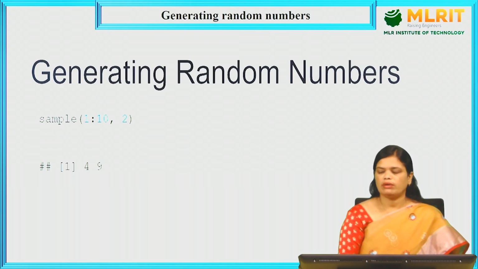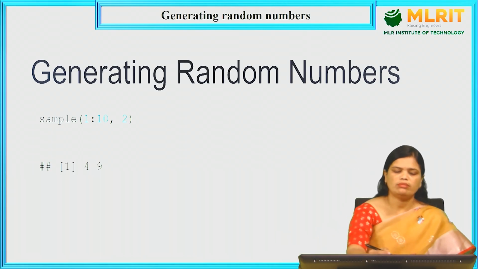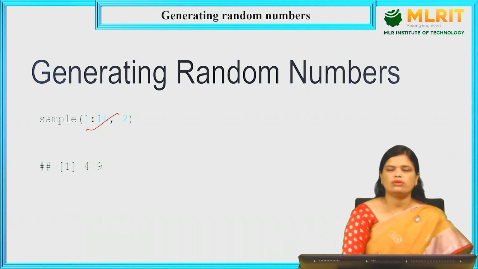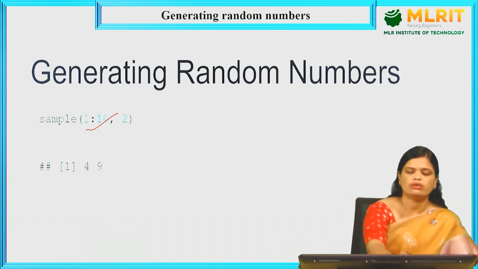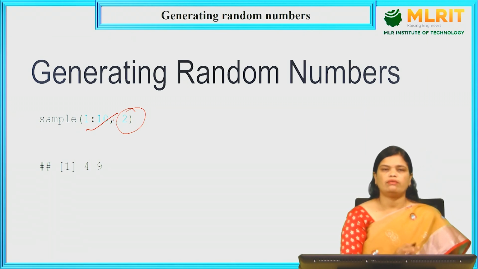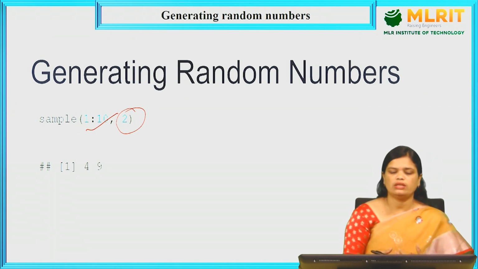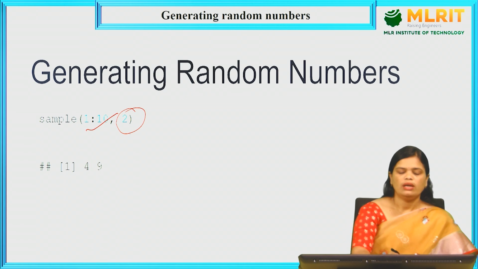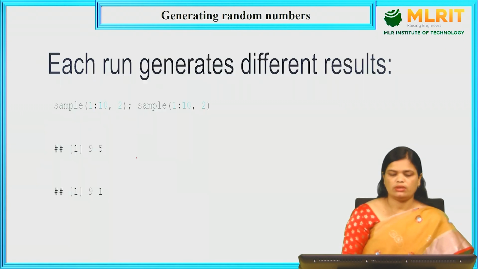Generating random numbers. For generating random numbers, the sample function is used. Look here, we have the sequence 1:10, and from that range of 1 to 10 we are generating two random numbers. Here, 4 and 6 are generated.